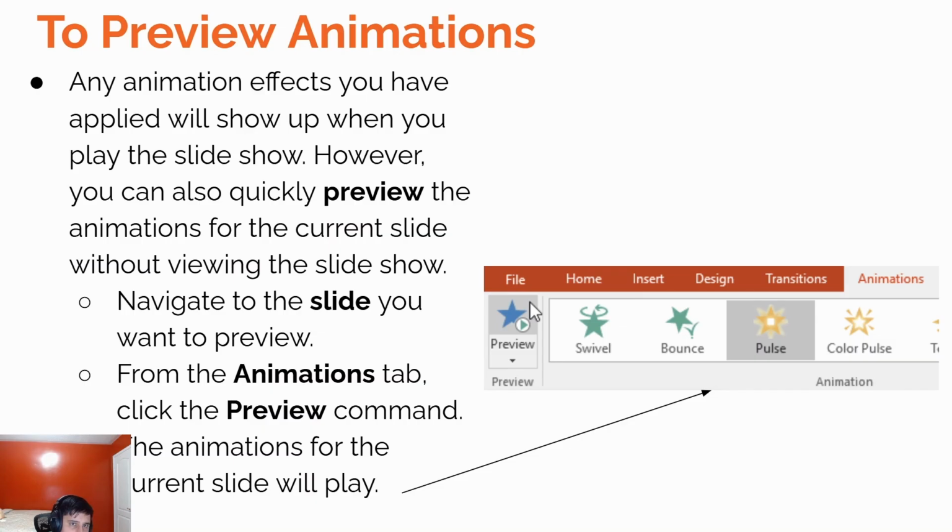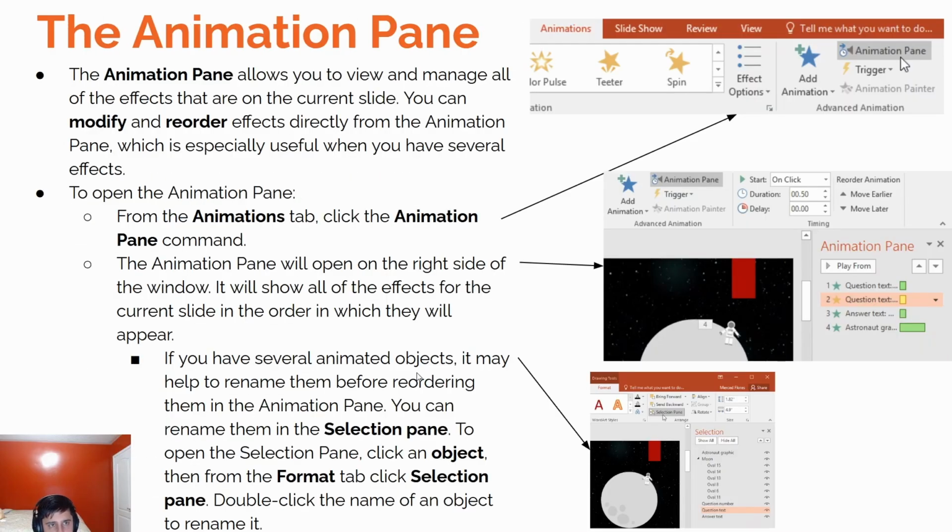Then to preview animations, any animations you have applied will show up when you play the slideshow. However, you can also quickly preview the animations for the current slide without viewing the slideshow. So again, how do we do this? Well, we navigate to the slide we want to preview. Then from the Animations tab, click the Preview tab, and the current slide will play.